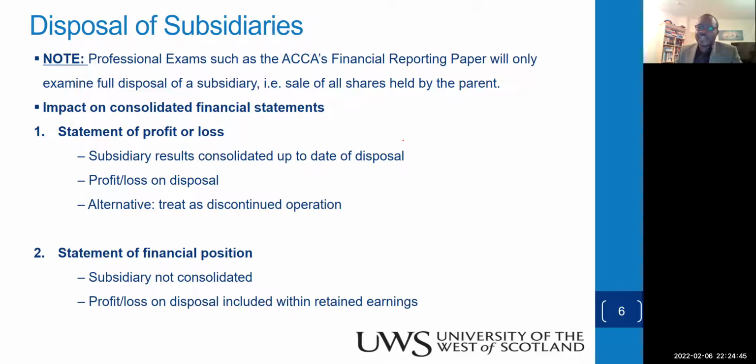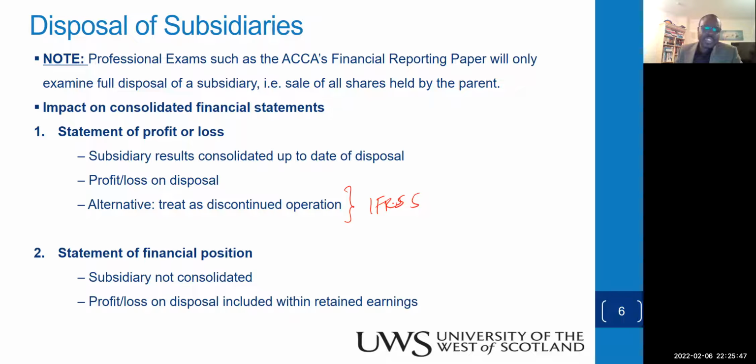Now, what is the impact on the consolidated financial statements? In two ways. In terms of the profit and loss account, the subsidiary results will be consolidated up to the date that we disposed of. So if we dispose of it in September and the year end is from January to December, we have to consolidate it in the profit and loss up till September, prorate all the figures, after which we dispose of it. And like I said, we need to recognize the profit or loss on disposal. If it's a profit, right after the profit from operations. Alternatively, we could treat this as discontinued operations. I think IFRS 5, which superseded IAS 35, very sure of that. IFRS 5 talks about non-current assets held for sale and discontinued operations. We could ultimately treat it under that.